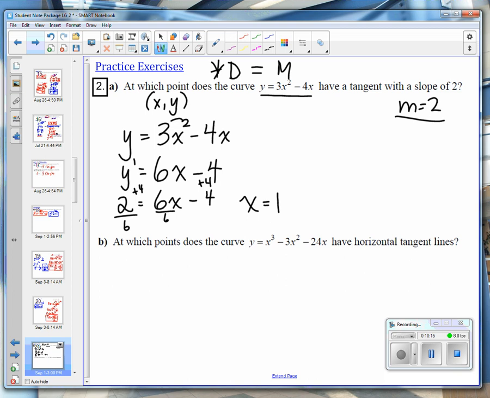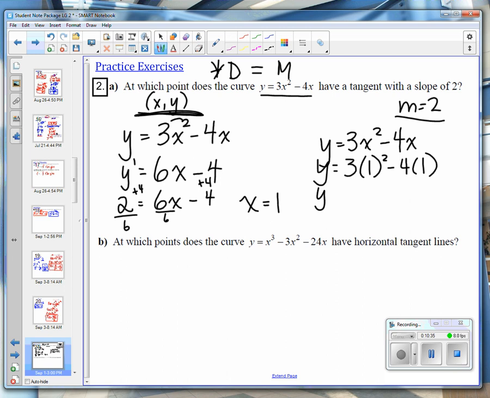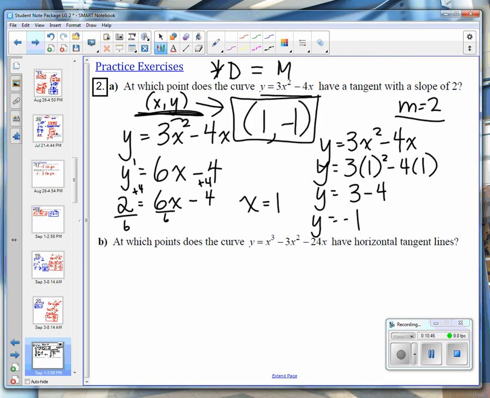Now that we've got x is equal to 1, we want to plug that into our equation because remember we want to find a point. So if I know that y equals 3x squared minus 4x, I want to look for y when x is equal to 1. When we do that, y equals 3 minus 4, so y is going to be equal to negative 1. So our final answer here would be 1 comma negative 1. So really just 3 steps. We need to find the derivative, substitute in our slope, and then solve for the point. 3 steps every time for these questions.